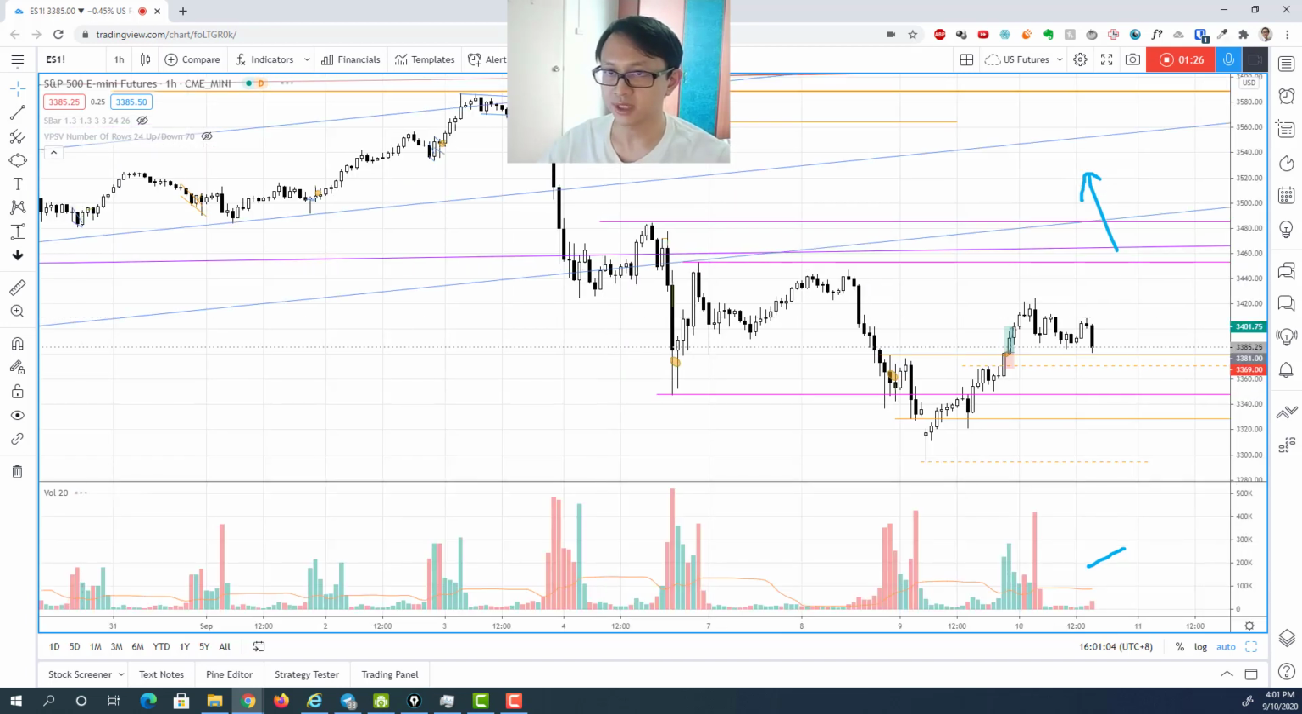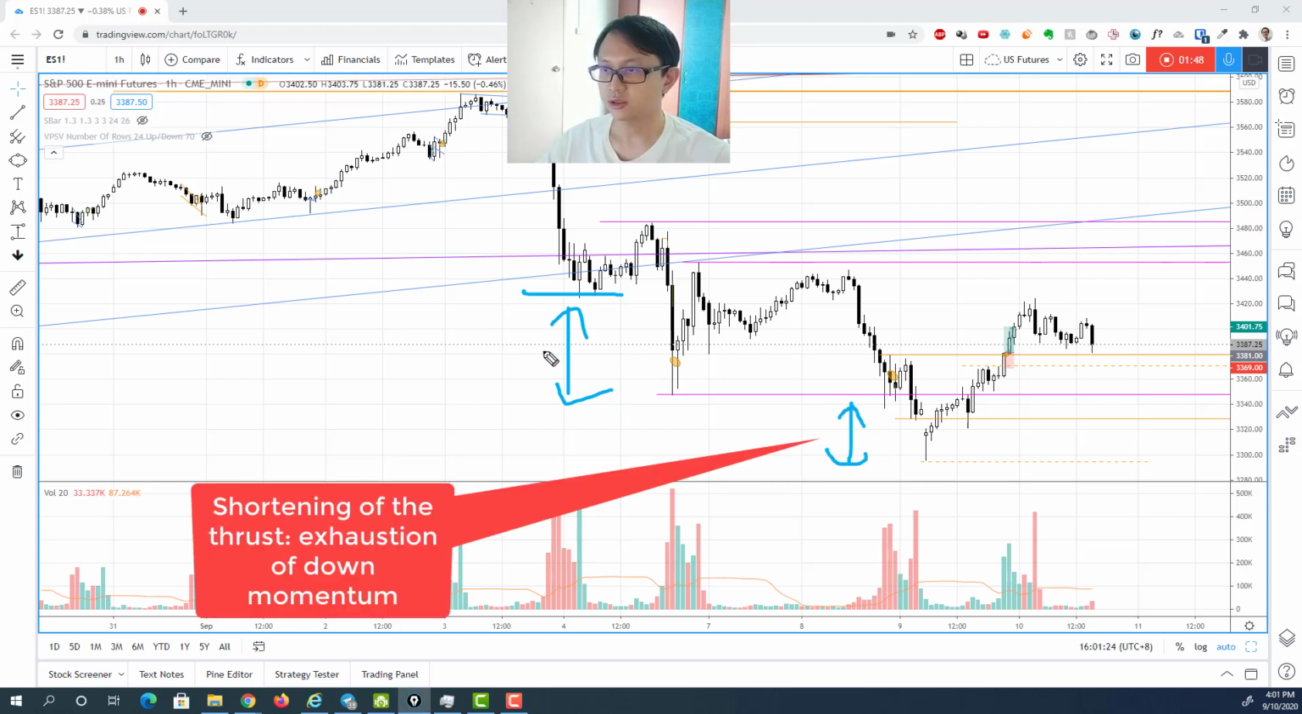If you can remember my video yesterday, I did talk about the shortening of the downward thrust. That's the downward thrust here, progressing to the downside, and also this downward thrust as well. You can see it very clearly. We have a shortening of the downward thrust, which suggests that the down momentum is fading. So the bull has a chance.